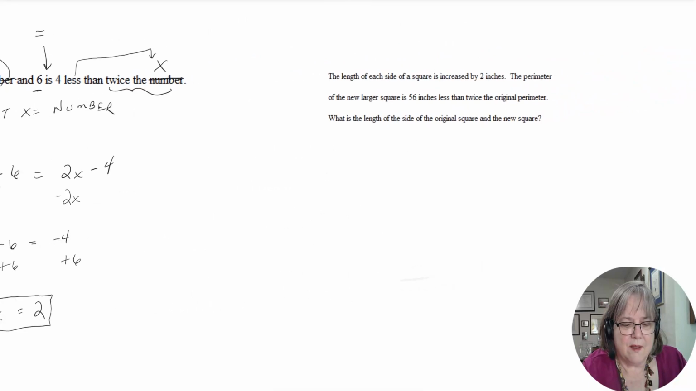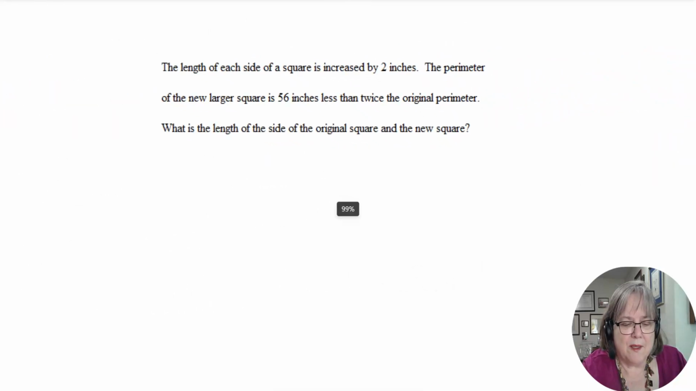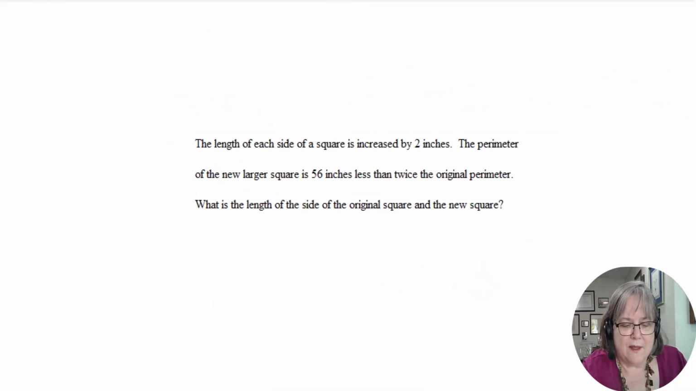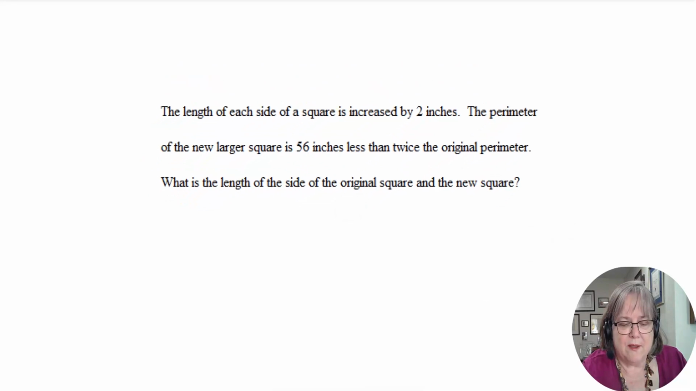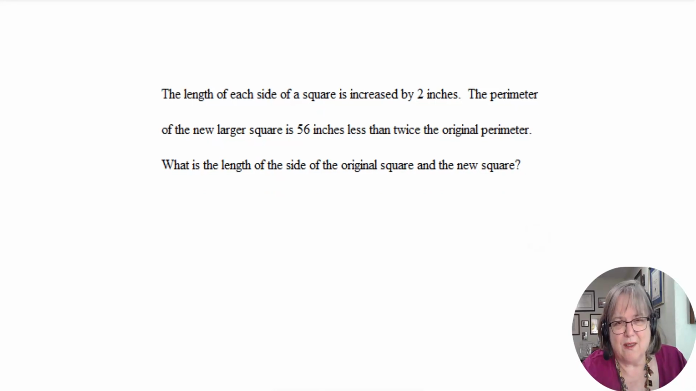All right, let's do this one. Let's read this one. And it says the length of each side of a square is increased by 2 inches. The perimeter of the new larger square is 56 inches less than twice the original perimeter. What's the length of the side of the original square and the new square, which is the larger square?